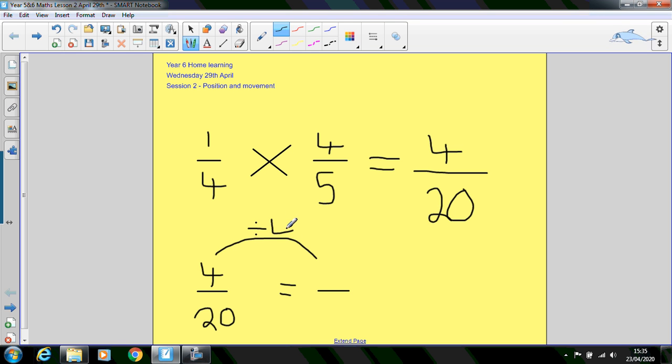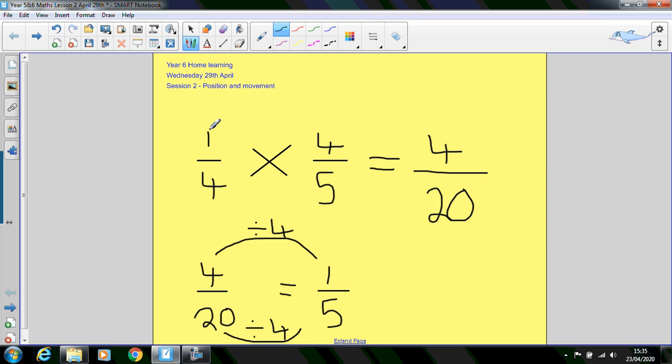So if I had 4 divided by 4, that equals 1. And then I have to do the same with the denominator. I have to find the factor that goes into 20 as well, which we said was 4. So 20 divided by 4 equals 5. And we can then say that 4/20 is the same as 1/5. 1/5 is the fraction in its simplest form.